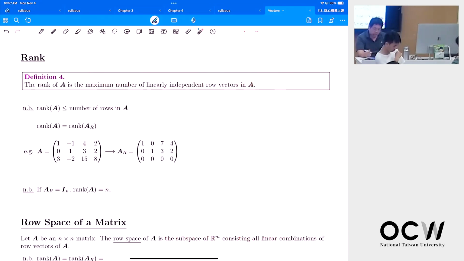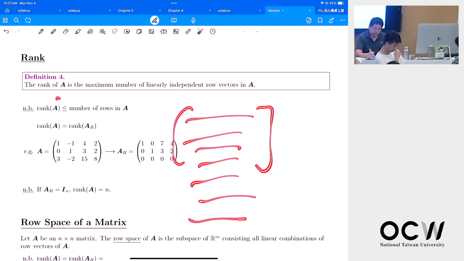So in this case, for the matrix, I may have so many rows, and maybe those 3 are linearly independent. Then the rank of A is just the maximum number of linearly independent row vectors in A. Then the rank is 3. If you find the maximum number of linearly independent row vectors is 5, then the rank is 5.